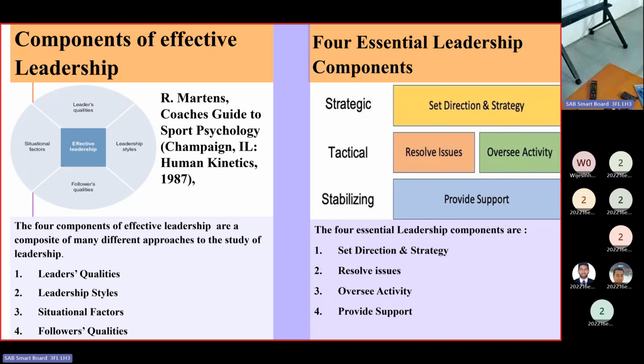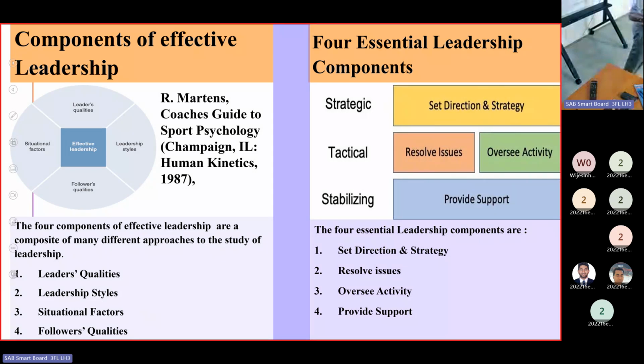What do you mean by style? You say he's a stylish person, right? Style is the behavior or the method used in getting things done. What are the behaviors they use? So that is style. Which situation?